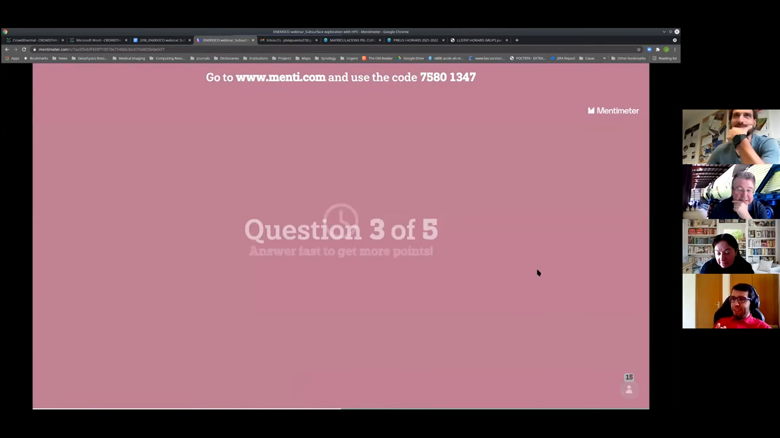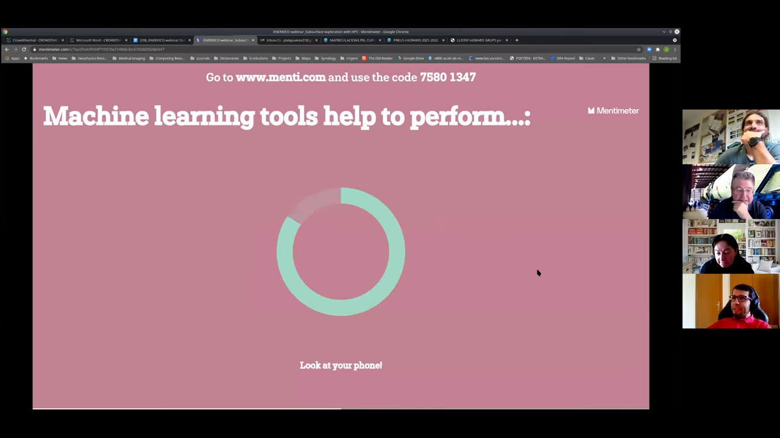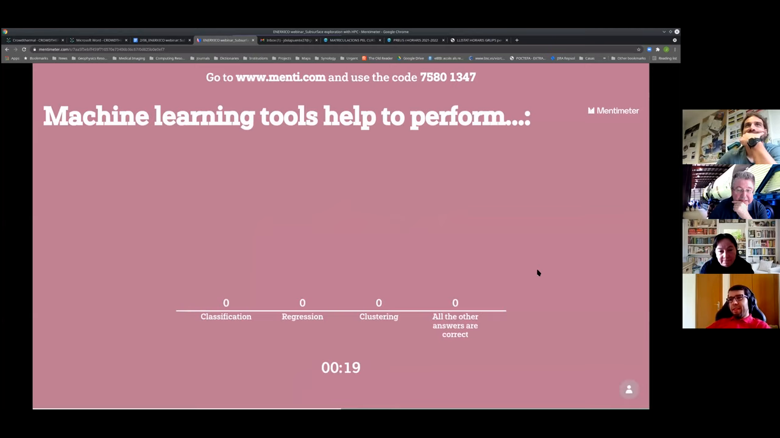Question 3. Ready on your keyboards. Machine learning tools help us to perform classification or regression or clustering or all the other answers. So which one is it?